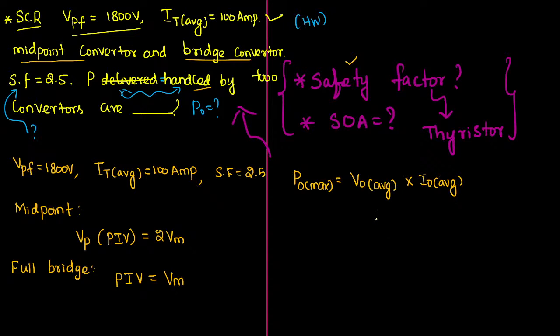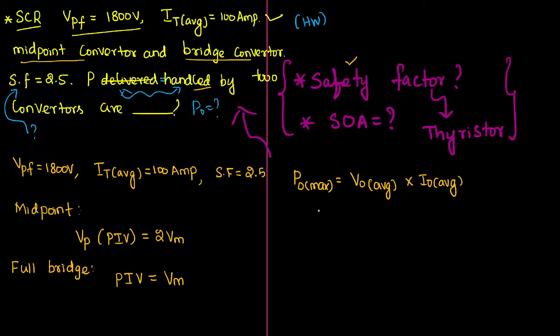Fine, sir. Now they have given one more thing. The value of the thyristor average current, we know what it's given. It is 100 ampere. Okay, sir. So with the help of thyristor average current, is there any possibility to identify the power? This is the on-state average current of the thyristors.